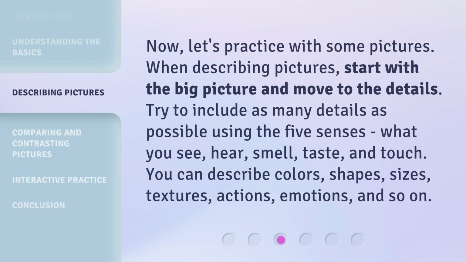Now, let's practice with some pictures. When describing pictures, start with the big picture and move to the details. Try to include as many details as possible using the 5 senses: what you see, hear, smell, taste, and touch. You can describe colors, shapes, sizes, textures, actions, emotions, and so on.